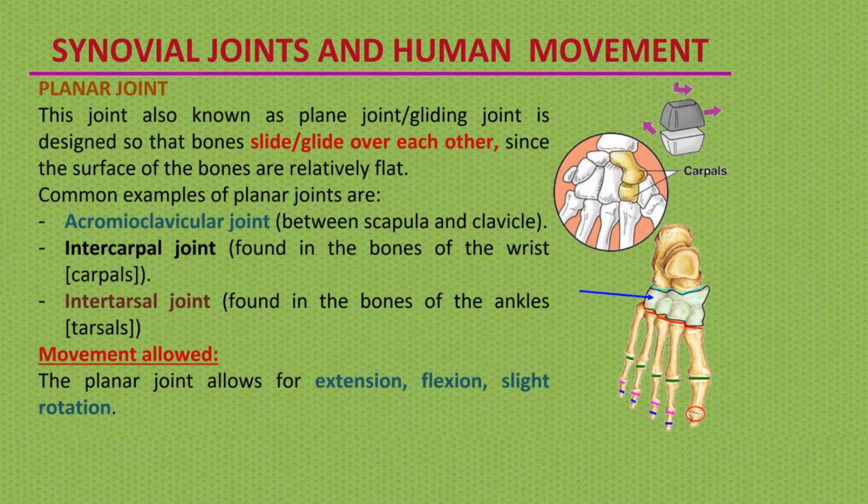Planar joints are also known as plane or gliding joints, and they are designed so that bones are allowed to glide over each other, since the bones have relatively flat surfaces. Common examples of planar joints include the acromioclavicular joint found between the scapula and clavicle, the intercarpal joint found between the bones of the wrist, as well as the intertarsal joint found between the bones of the ankle.